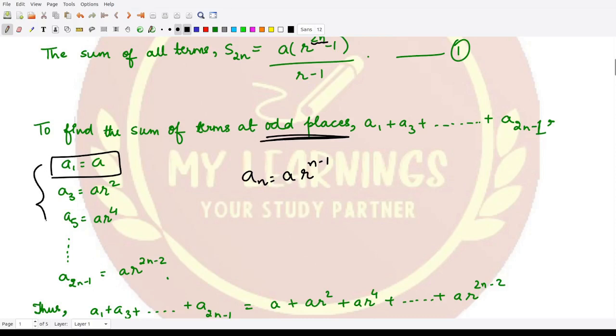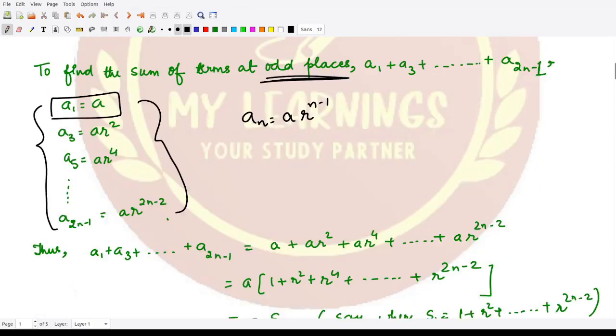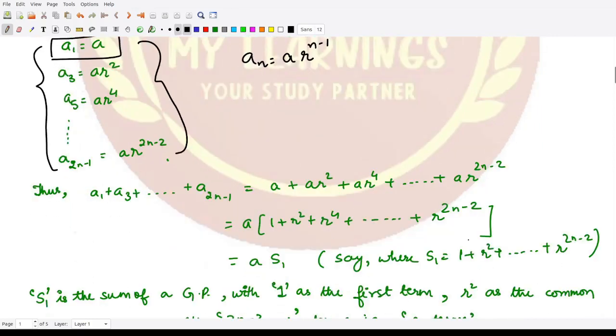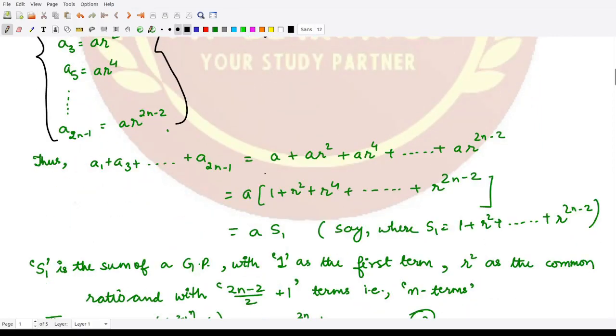So when you add all these terms, the right hand side would also be added together, so that you would have a, a r square, a r raised to power 4 and so on, all added together. You can take a common from each of the terms. So you'll be left with 1 plus r square plus r raised to power 4 and so on up to r raised to power 2n minus 2, right? Now let's mark this sum as S1.